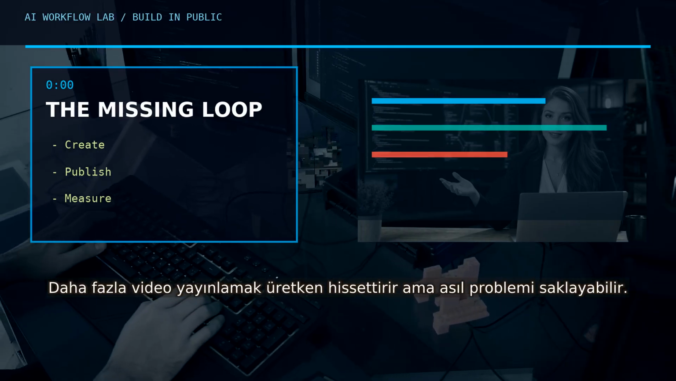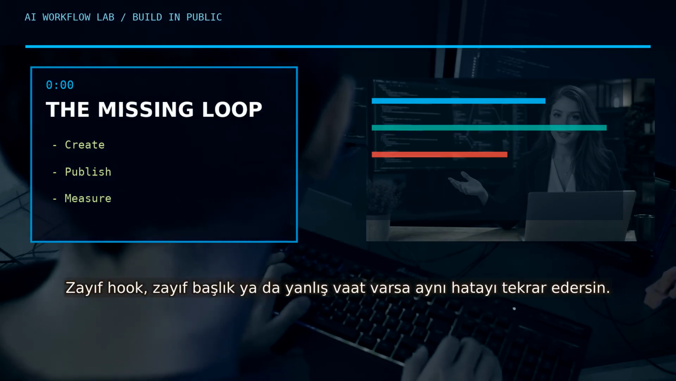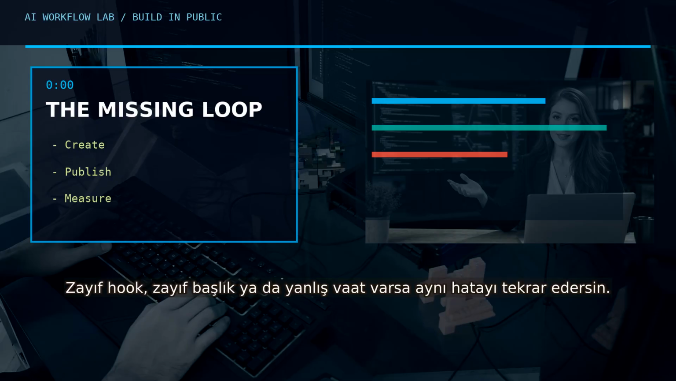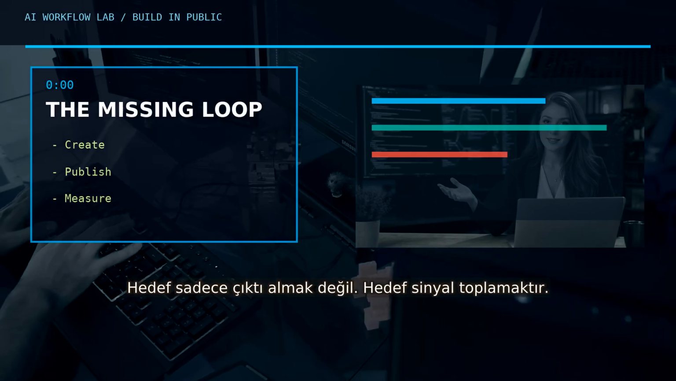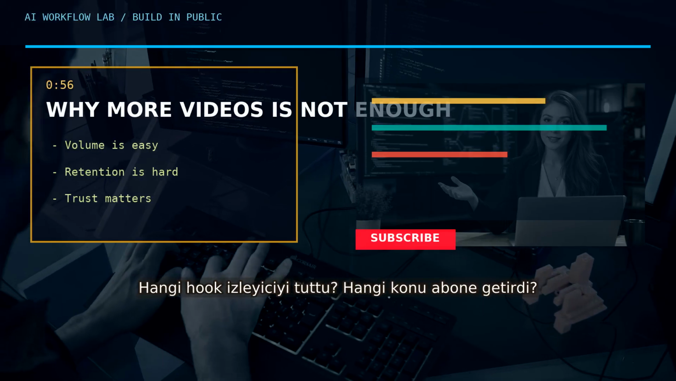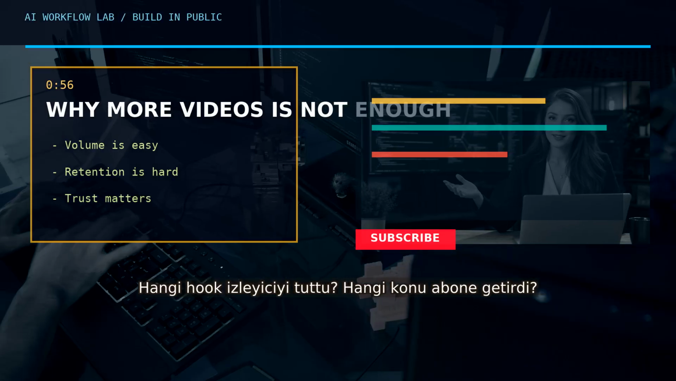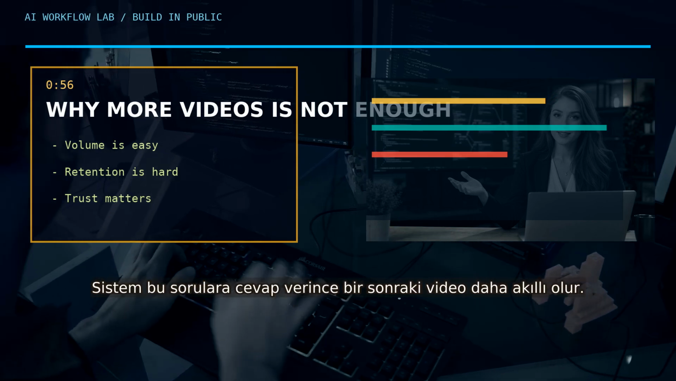The algorithm gives us feedback through impressions, click-through rate, average view duration, retention dips, likes, comments, and subscriber conversion. The workflow should not ignore those numbers. It should turn them into a decision. That is why this channel needs a measurement layer, before it needs another 100 videos. The production engine is useful only when it is connected to a learning engine.